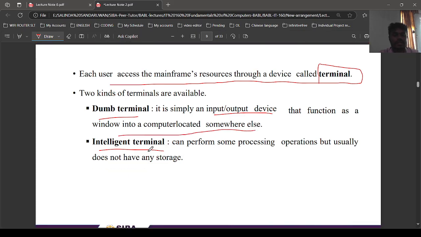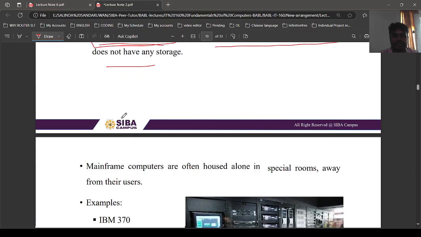What about the intelligent terminal? It can perform some processing, but it does not have storage. Imagine the bank computer, it's an intelligent terminal. But imagine a dumb terminal, a touch screen located at a parking lot. When you just press a button, you can get a ticket for your vehicle, but other than that you can't do any processing.